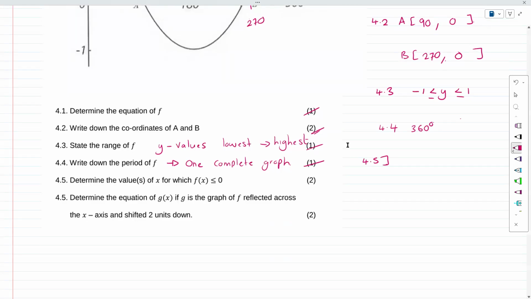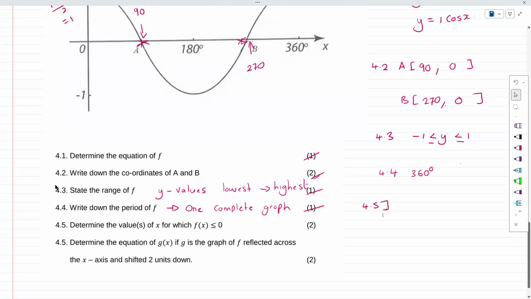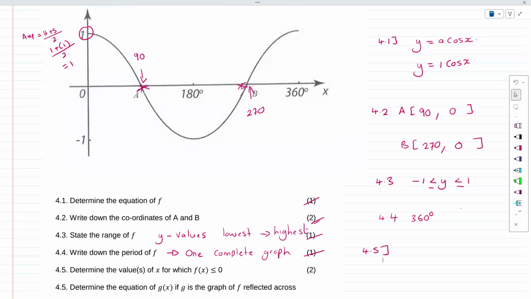Determine the values of x for which f of x is less than or equal to 0. Now what that means is f of x needs to be smaller than the x line. It needs to be below the x line. It needs to be below 0. So it's all of this, right?